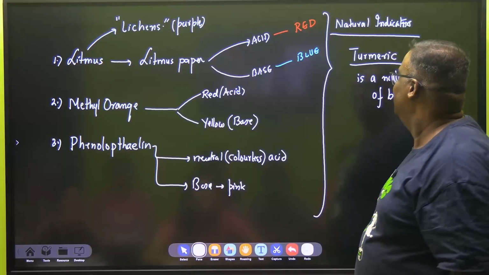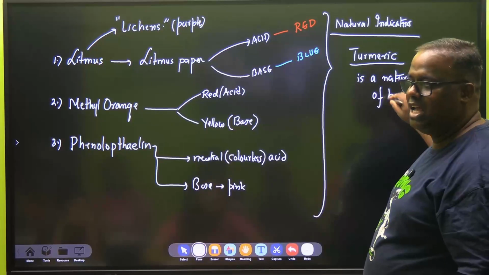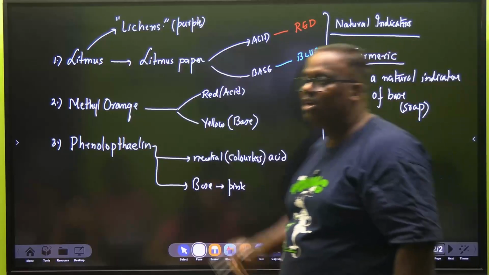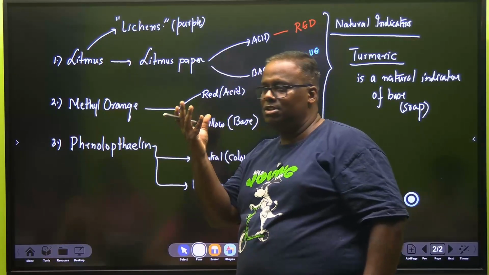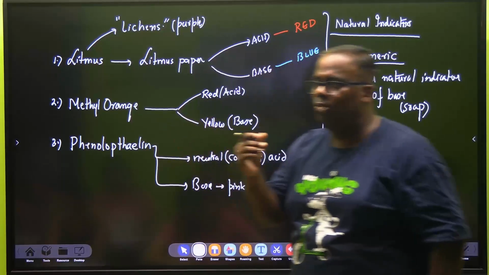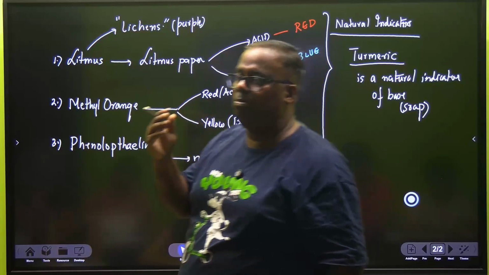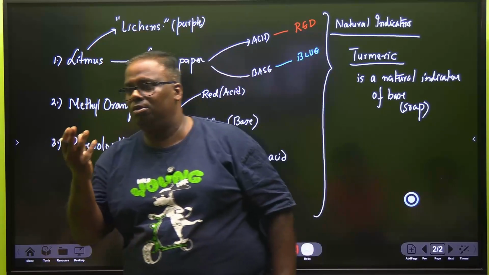Understood? So turmeric, remember this, is a natural indicator of base. These sort of natural indicators we have got like red cabbage. Red cabbage is also a natural indicator. One of the wonderful natural indicators for acid is the flower plant called petunia. Have you heard about petunia?